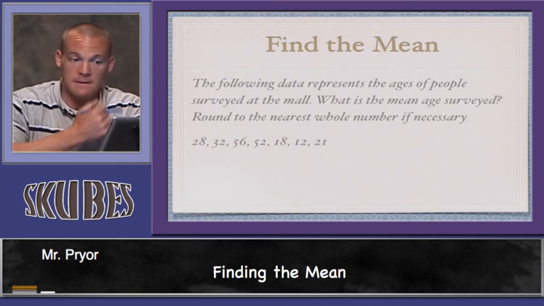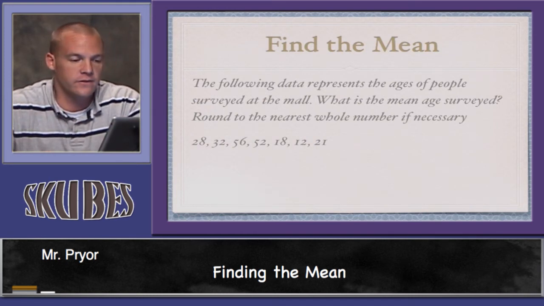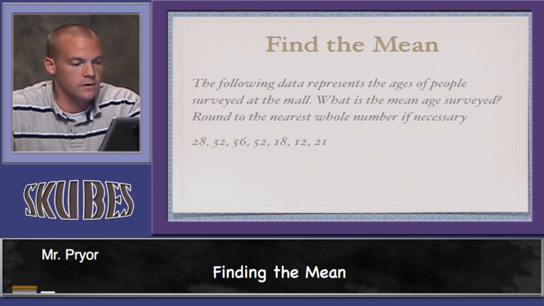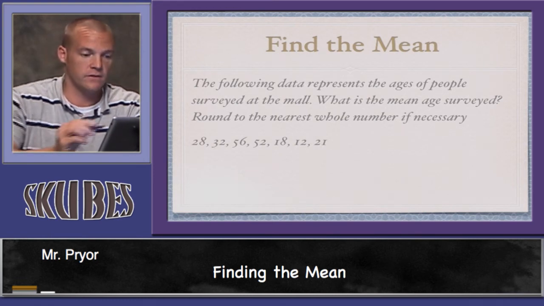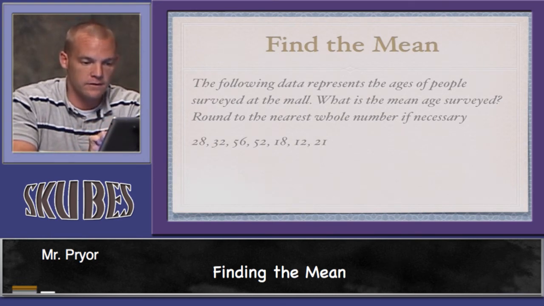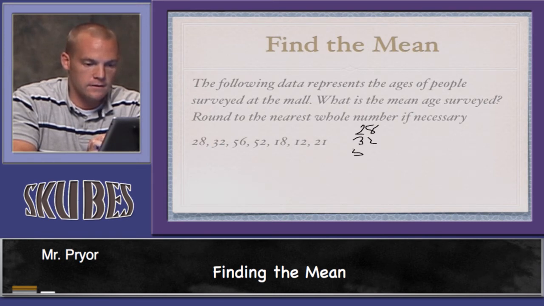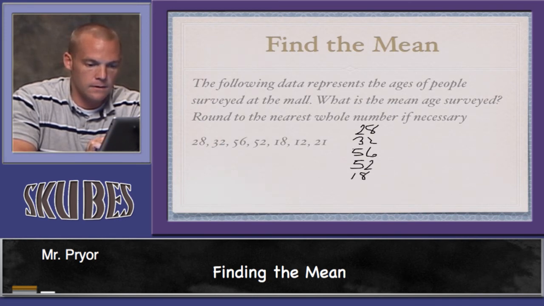This data set is again from a particular survey that was given. We're going to do the exact same steps, so let's go ahead and line them up. They're all 2-digit numbers, so we can just line them up one over the next. So 28, 32, 56, 52, 18, 12, and 21.